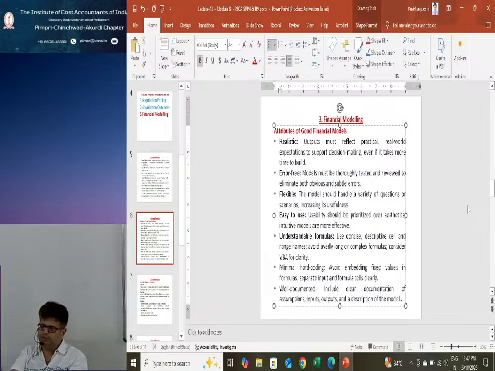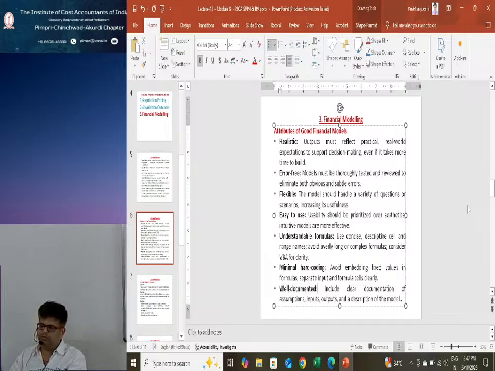Another attribute of a good financial model is understandable formulas. So use concise descriptive cell and range names, avoid overly long or complex formulas, and consider Visual Basic, VBA, for clarity. That is a key attribute of a good financial model. Next, minimal hard coding. Minimal hard coding involves avoiding embedding fixed values in formulas, and separating input and formula cells clearly. That's a key attribute of a good financial model.